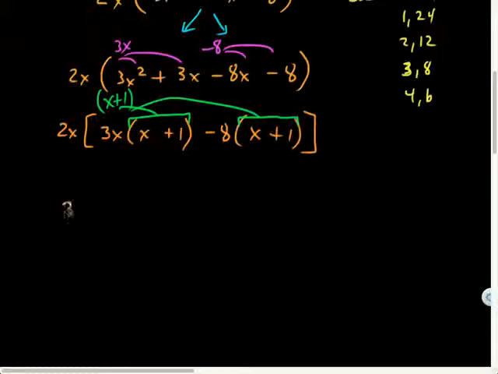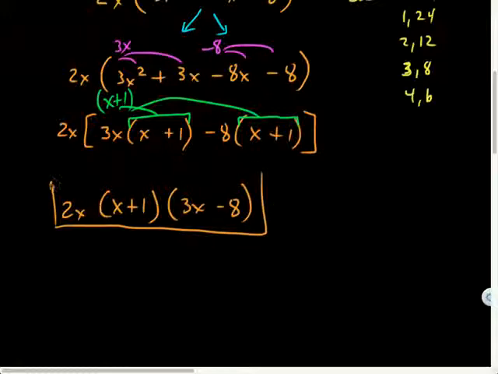So I will have 2x, then I'll have the x plus 1, and then write what was left over, so it looks like a 3x and a minus 8. All right, so that problem is now fully factored. There, box that a little bit better than that.